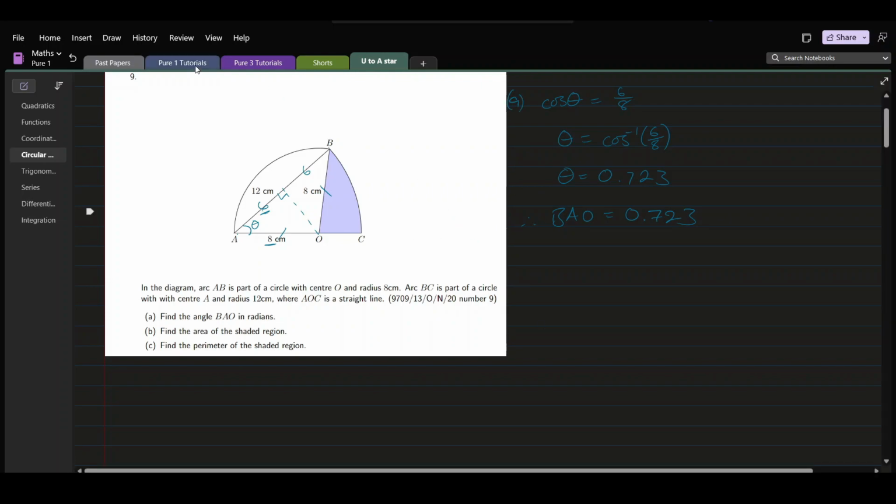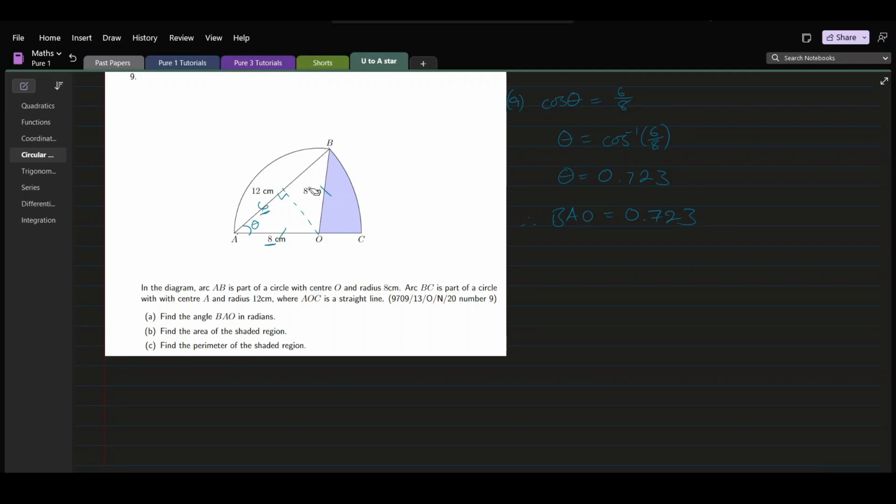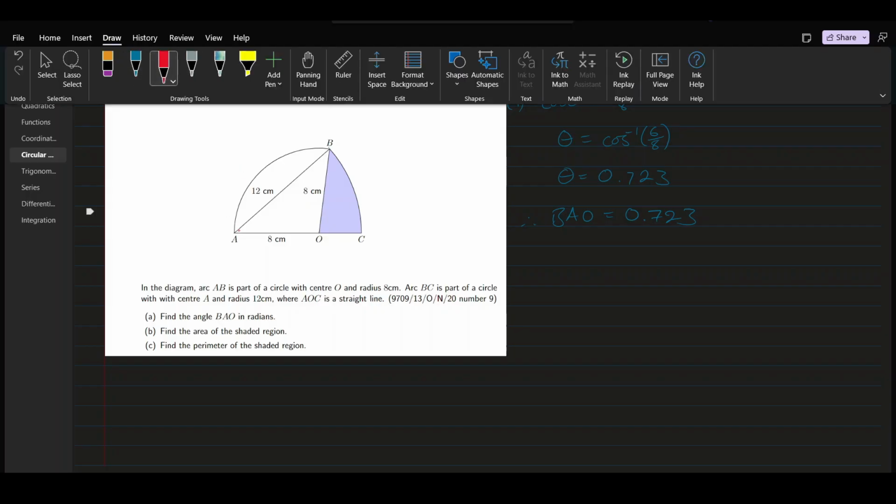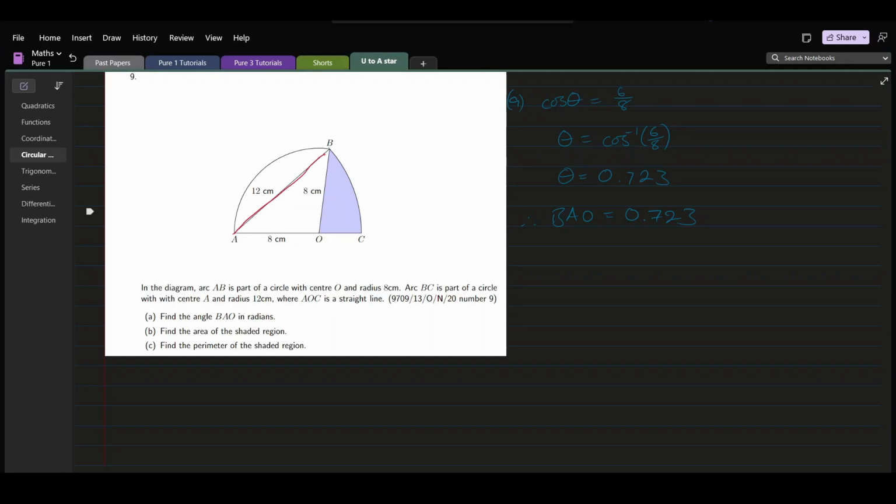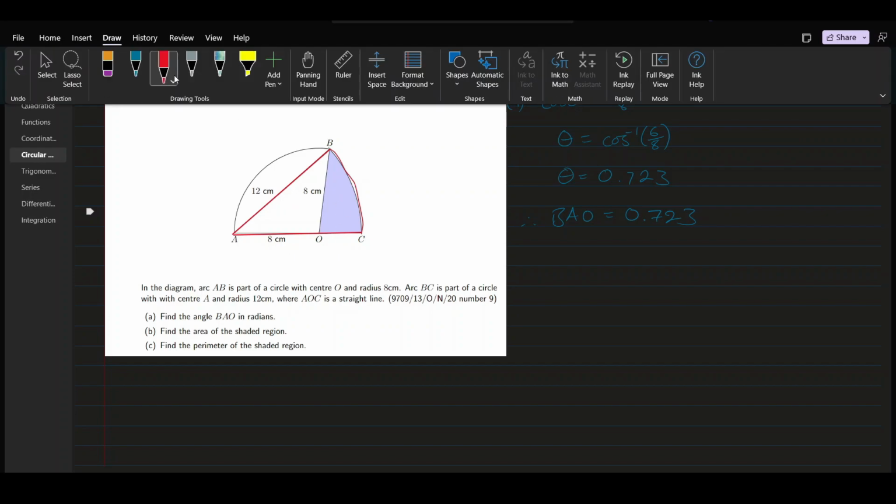Now let's move on to part B. Let's just clean up our diagram. Find the area of the shaded region. Okay, so to get the area of our shaded region, we have a sector. I'm going to draw the sector in red. That's from A to B, and then the arc BC, and then we've got from C to A. That's the sector. So if we want the area of the shaded region, we could say this sector minus the triangle that we have that's in white over here, triangle BAO, and that should give us the area of our shaded region.